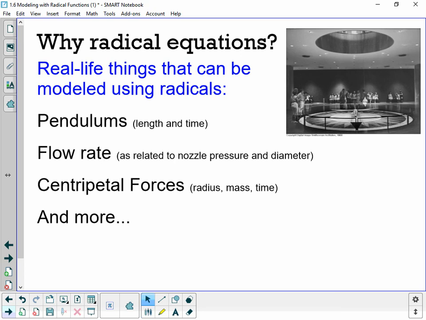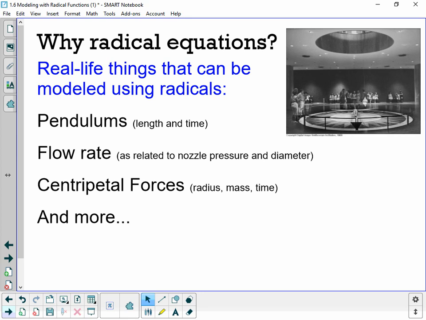So in class we talked a little bit about why we use radical equations or when radical equations come up. Pendulum motion, if you've seen a pendulum, this is a picture of a pendulum, but it's sometimes a little hard to see what it is. They often have them at planetariums and things. They swing back and forth, and the time of one cycle of a pendulum and the length of the pendulum itself are related by radicals.